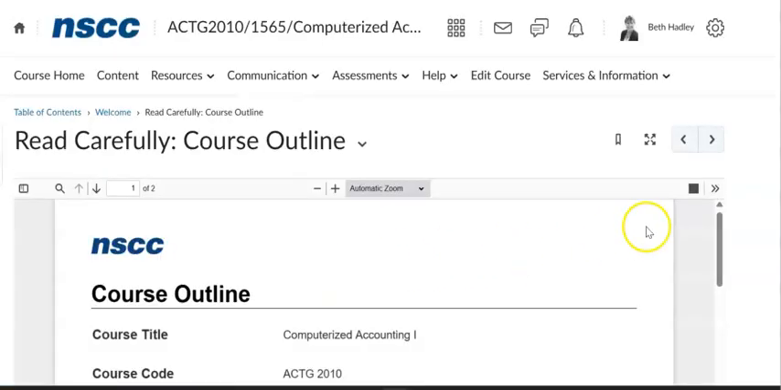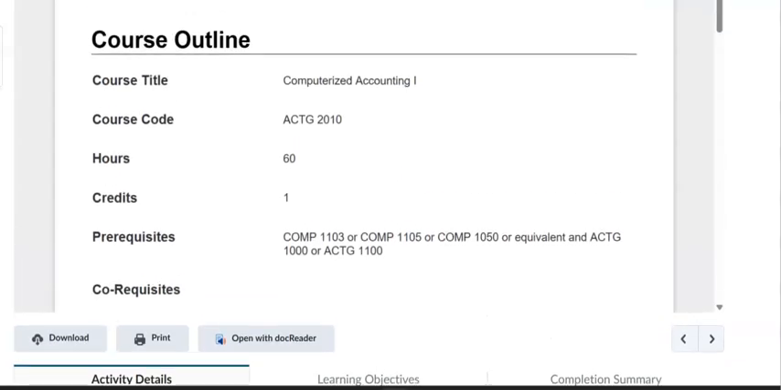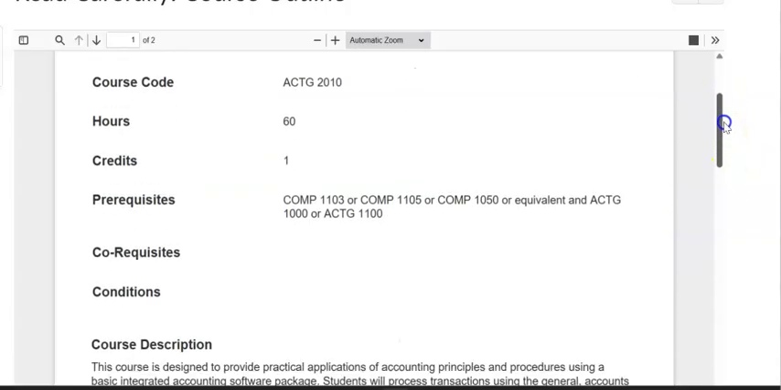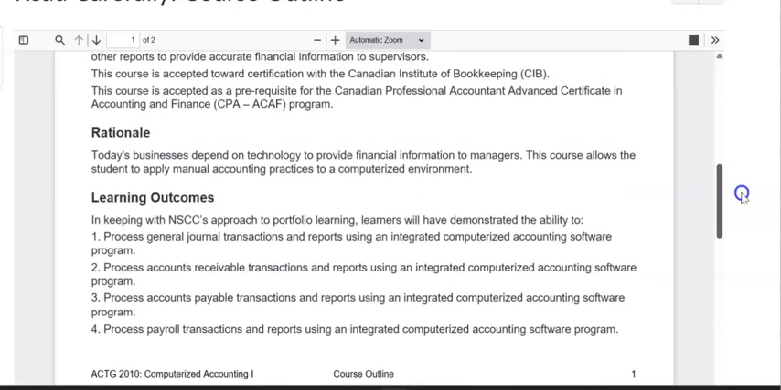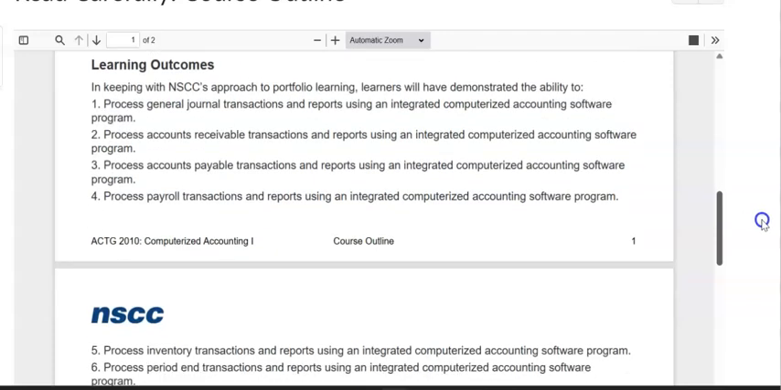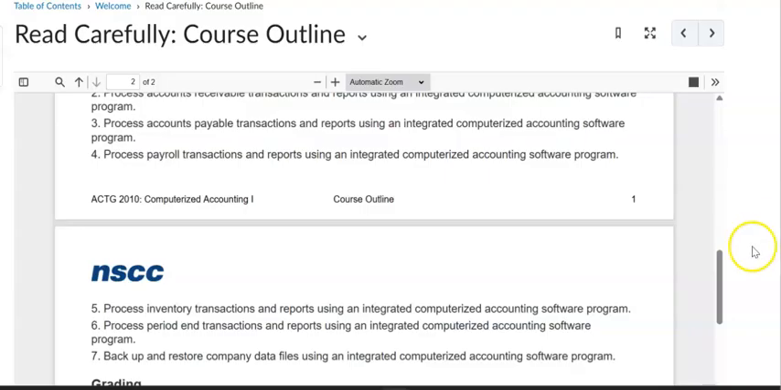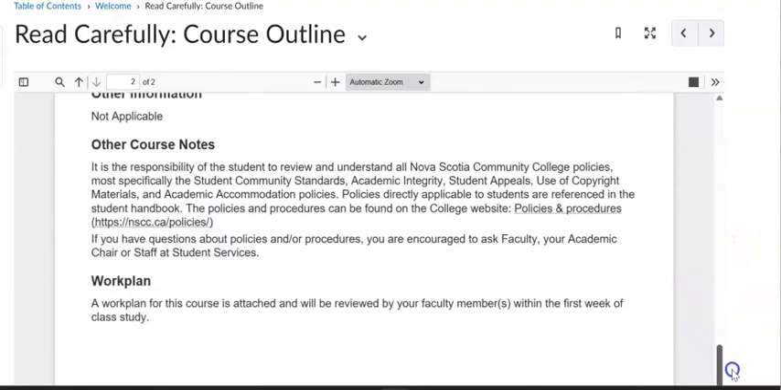So let's have a look at the outline. Again, you can download this, you can print this. For now, I'm just going to look at it in this view. So there are the prerequisites for the course, the description, and the learning outcomes. This is just a reminder that all learning outcomes must be met in a course. So you must attain 60% in each of the learning outcomes in order to successfully complete the course.